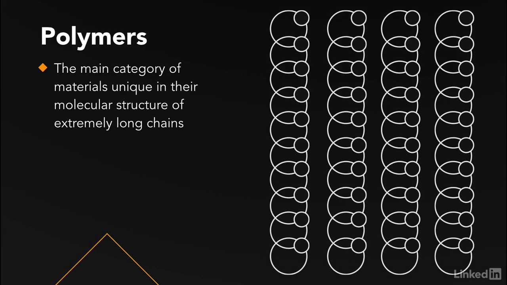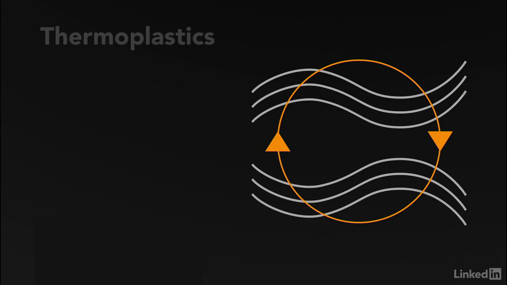Polymers are the overall main category of materials that exhibit plastic or formable characteristics. It's their unique structure that makes them special. Polymers consist of extremely long molecular chains that are represented with overlapping atom loops and are the basis for the rest of the materials described in this chapter.